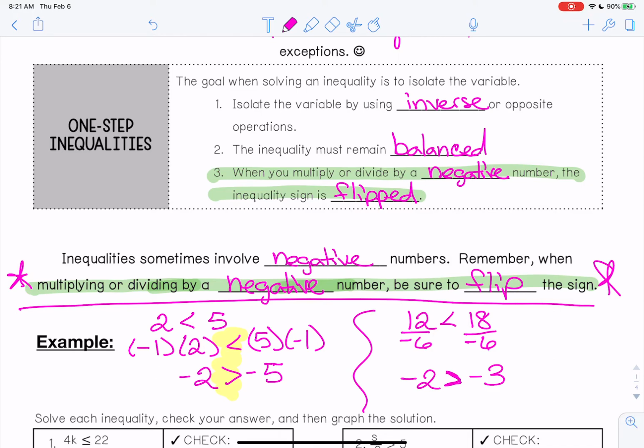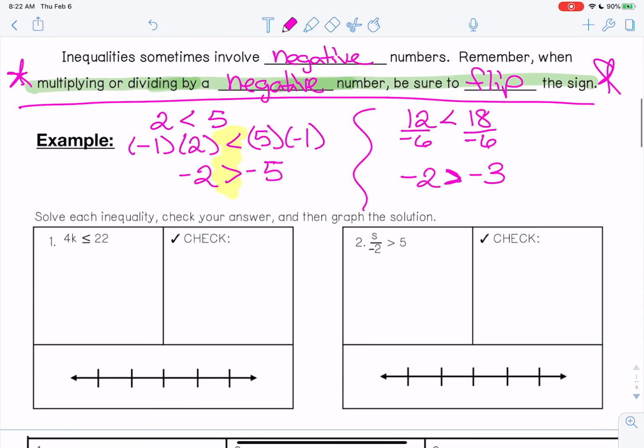Okay? So that's why when we multiply or divide by a negative, we have to flip that sign, because it changes in your answer which number ends up being the bigger number. So if you don't flip it, it's no longer valid and it's incorrect. All right? Now, let's try to do some examples.